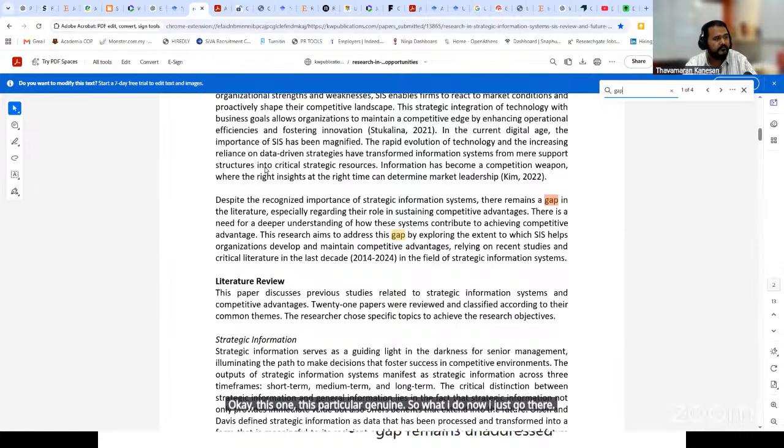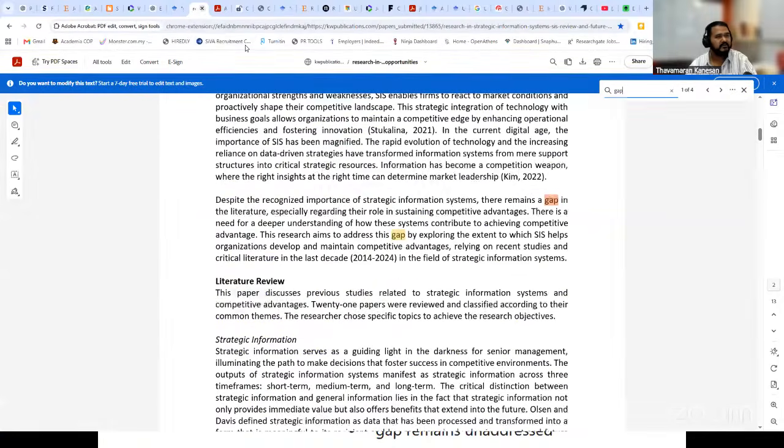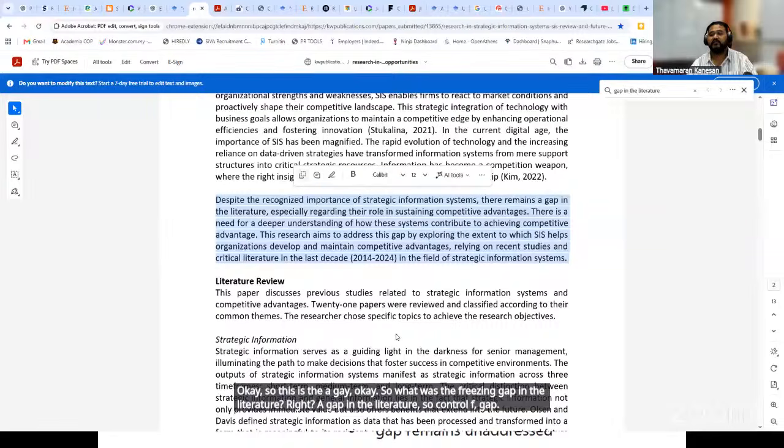Gap. Okay, so this is the gap. So what was the phrase again? Gap in the literature, right? A gap in the literature. So Control F, gap in the literature. Okay, there you go. This is the entire research gap that was solved in this paper.